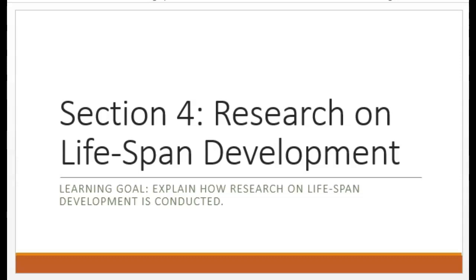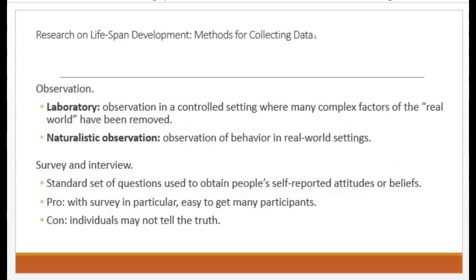How is research on lifespan development conducted? First, let's discuss different methods for collecting data. One method is systematic observation. This can take place either in a controlled laboratory setting or in a real-world setting. They each have their pros and cons.